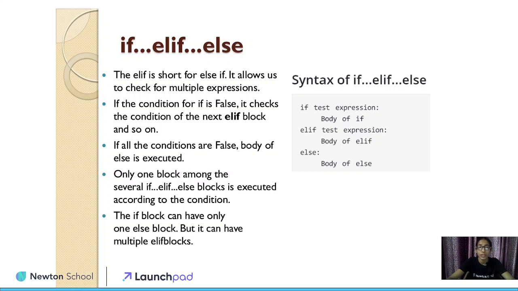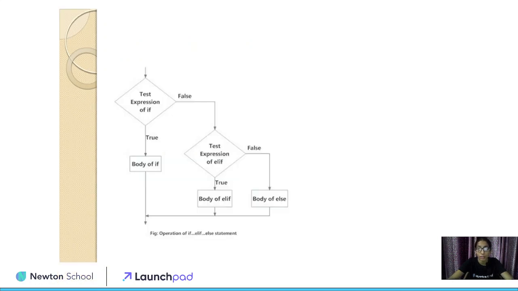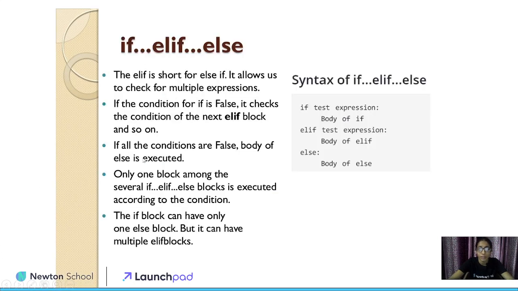If the condition for if is false, it checks the condition of the next elif block and so on. If my program is satisfied at one block, it will not execute the others. If the first is false, it will shift to elif, and if elif is not satisfied, it will go to the else part, going block by block. There can be multiple elif blocks, not just a single one. Here is the syntax definition of elif and else.